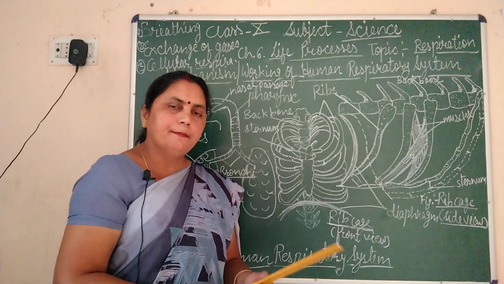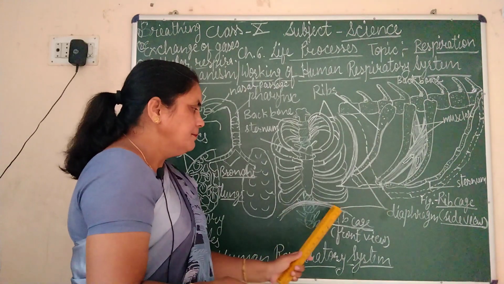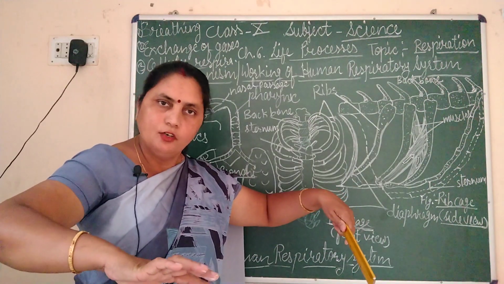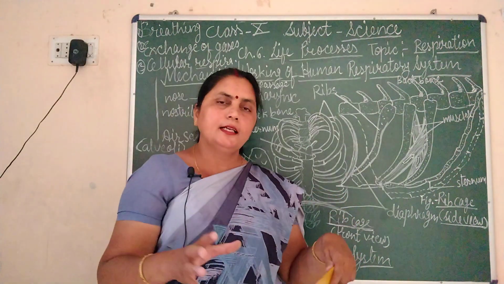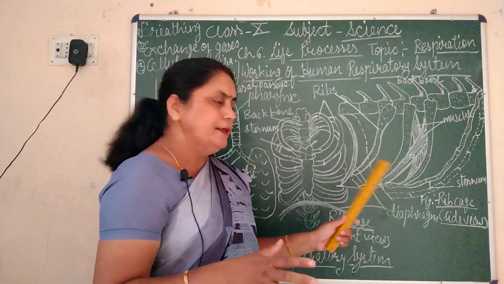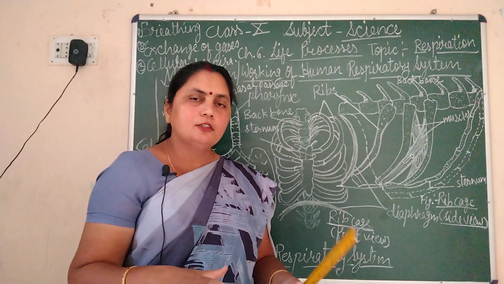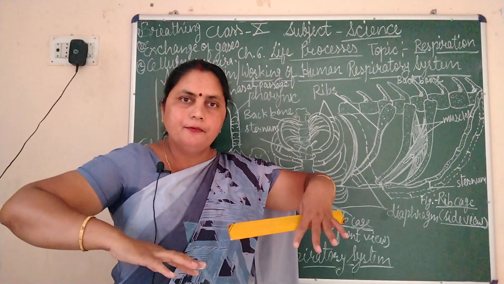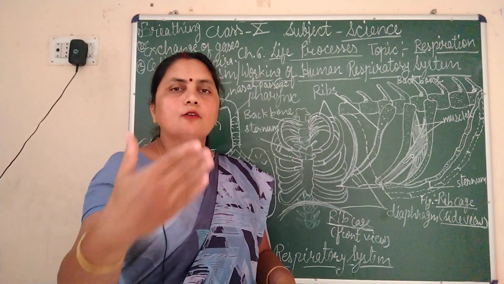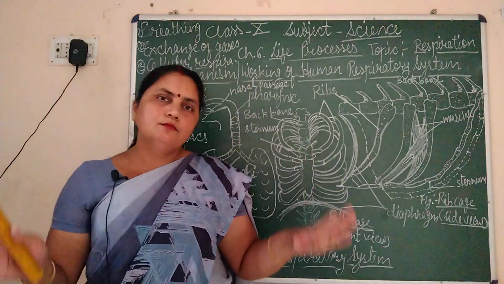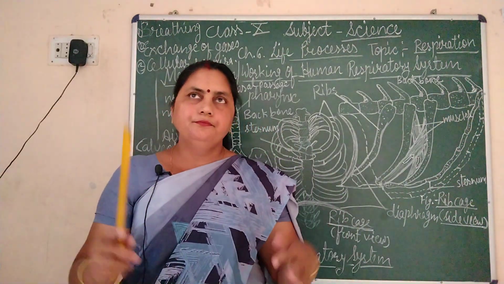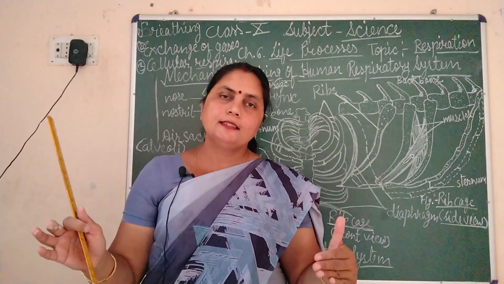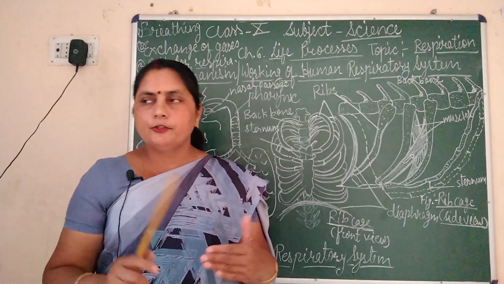So what has happened? The diaphragm, which is present just below the thoracic cavity, has become flat. And at the same time, contraction of some muscles between the ribs is taking place, because of which the ribs will move outwards and upwards, and also the sternum will move outward and forward. So by all these movements, the area of the thoracic cavity will increase.